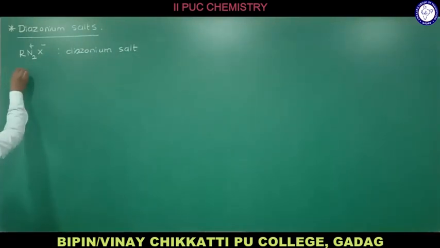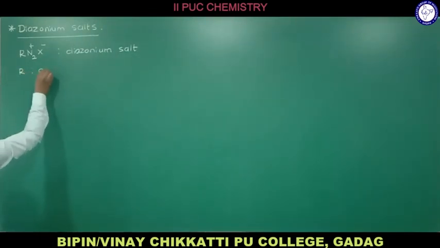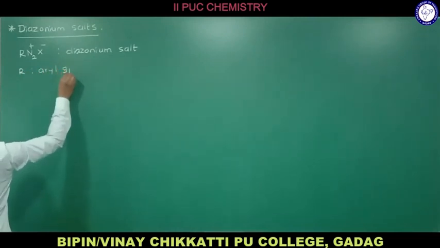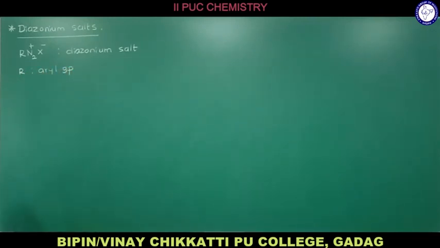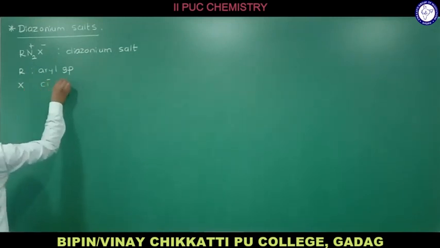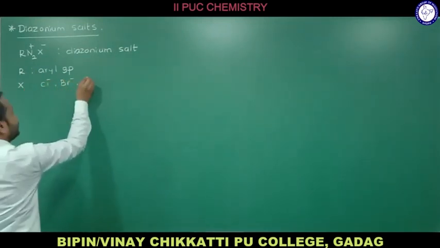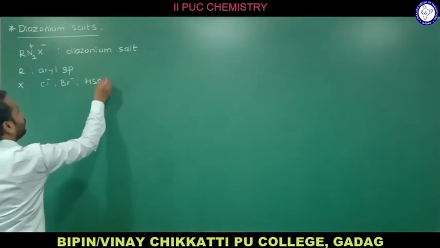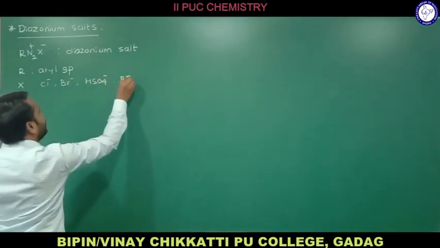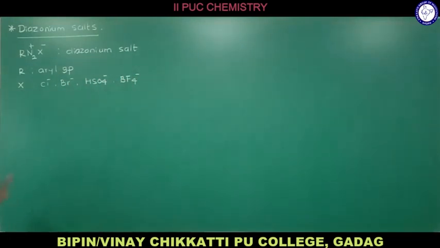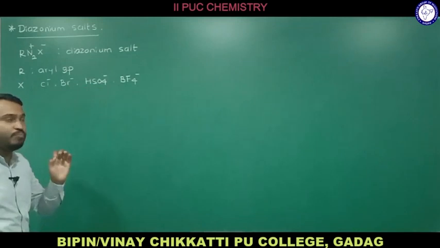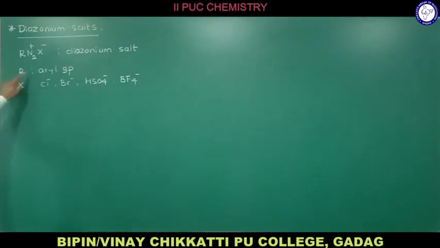In this case, R stands for aryl group, whereas X stands for Cl- or Br- or HSO4- or you can consider BF4- also, not in particular a halogen, that may be HSO4- or BF4- also. So R stands for aryl group and X stands for these different kinds of groups you can consider.